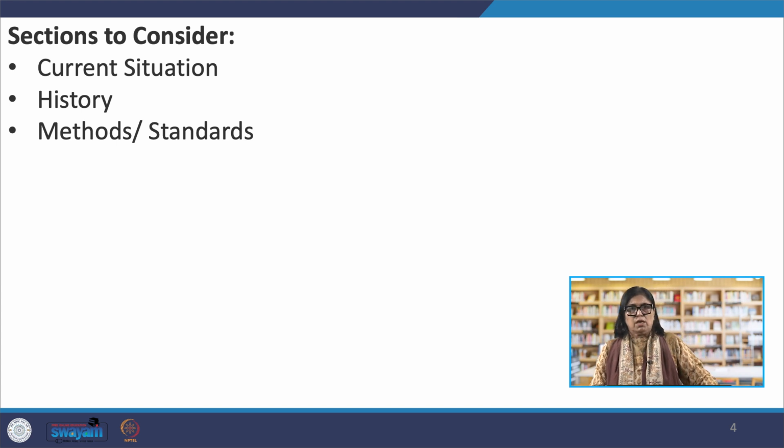What other sections you include in the body is up to you. Put in only what is necessary. Now, there are some sections you might want to consider, like current situation: information necessary to understand the topic or focus of the literature review. History: the chronological progression of the field, the literature, or an idea that is necessary to understand the literature review.